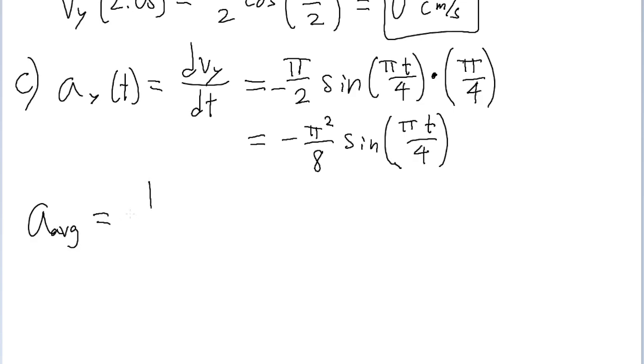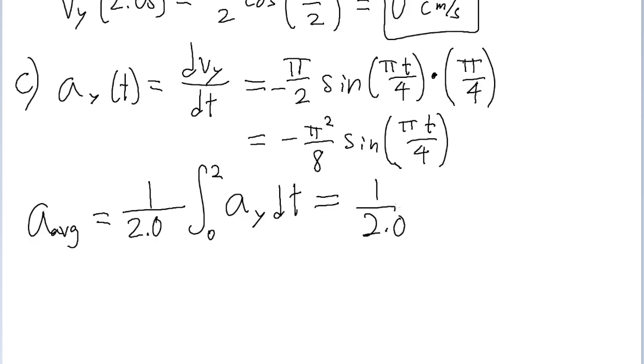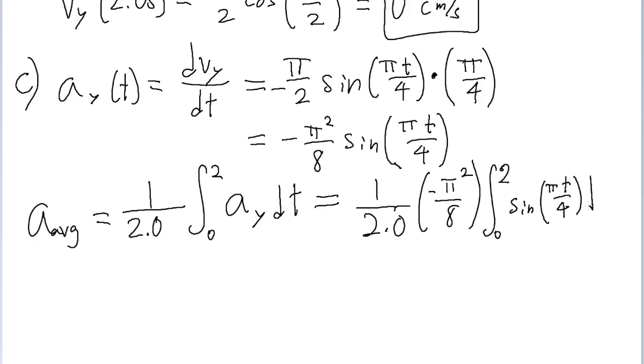The average acceleration is going to be multiplied by 1 divided by the time interval. So 1 over 2 seconds, multiplied by the integral, bounded by that very time interval, of the acceleration with respect to time. So putting in our acceleration formula, the 1 over 2 is still there, but then we're going to bring out the negative pi squared over 8. And the integral, again, from 0 to 2, is the sine of pi t over 4 with respect to dt.